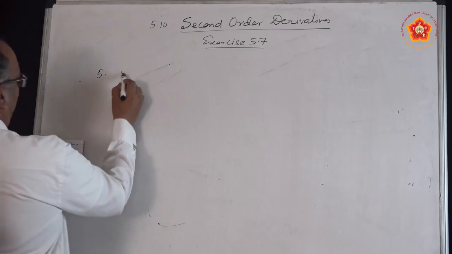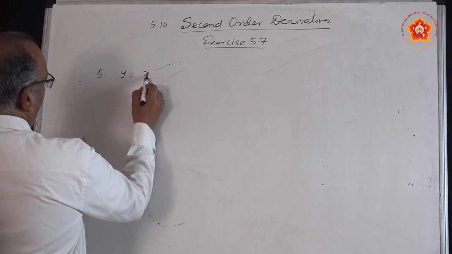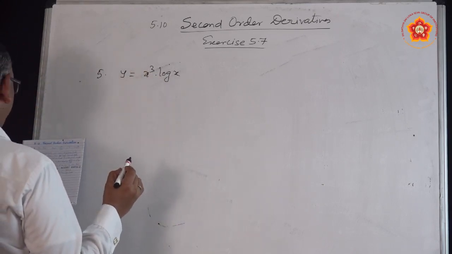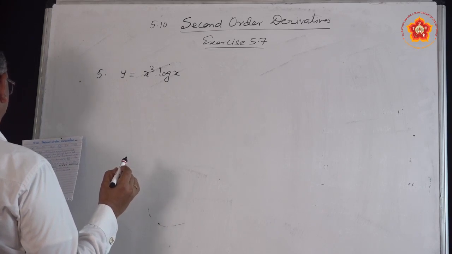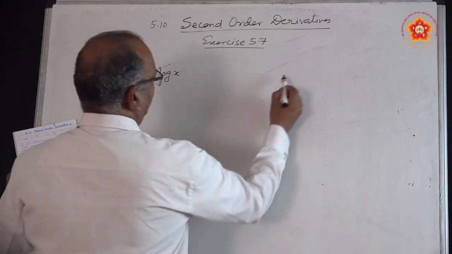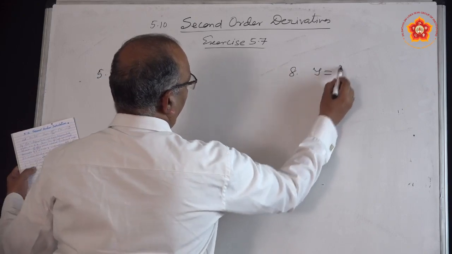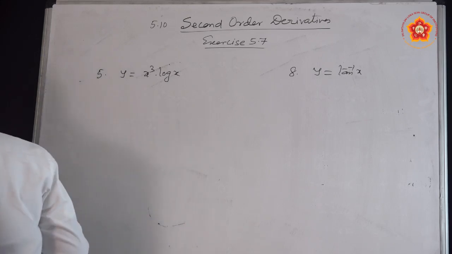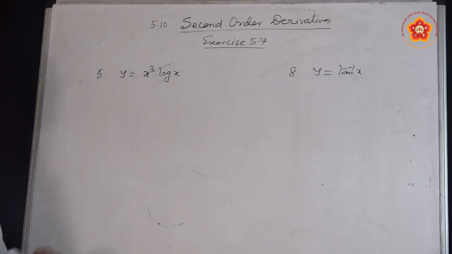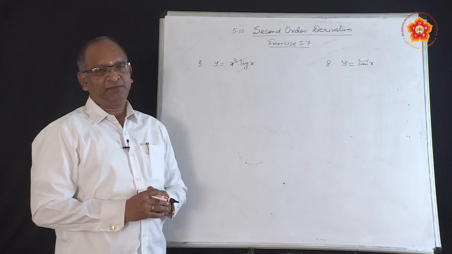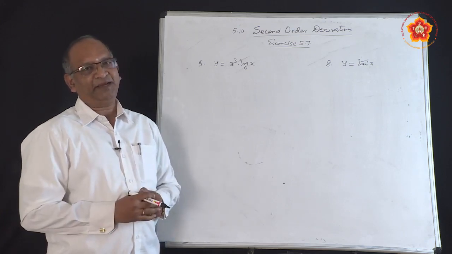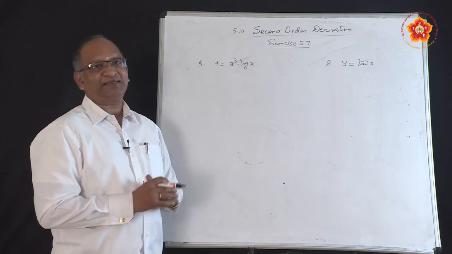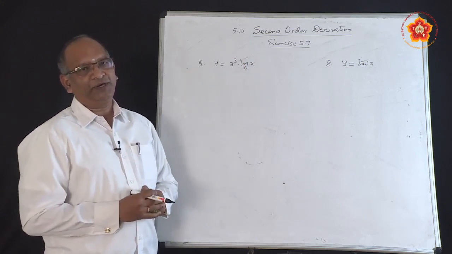Problem number 5, y equal to x cube into log x. Eighth problem, y equal to tan inverse x. Let us look at this problem, x cube into log x. First find out the derivative by using the product formula. Take this as the first function, take the log x as the second function, apply the formula u into v.